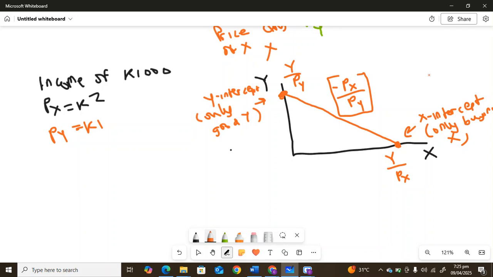So first let's find our x-intercept. Basically, if we're only buying good X, we're just going to do Y over Px.